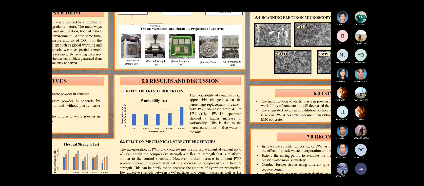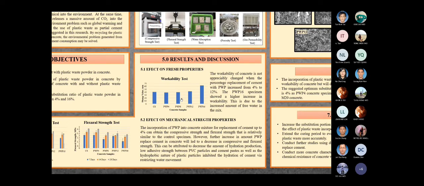Now let's look at the effect on the fresh property. The inclusion of the PVC waste powder has no effect on the workability of concrete when 4 to 12% of cement is replaced by the plastic powder. However, the concrete specimen with 16% of cement replaced by PVC waste powder shows a significant increase in workability. This is due to the increased amount of free water in the mix when the amount of plastic powder increases, and this results in higher fluidity in concrete and subsequently increases the workability of concrete. Next, we continue on the mechanical strength property.